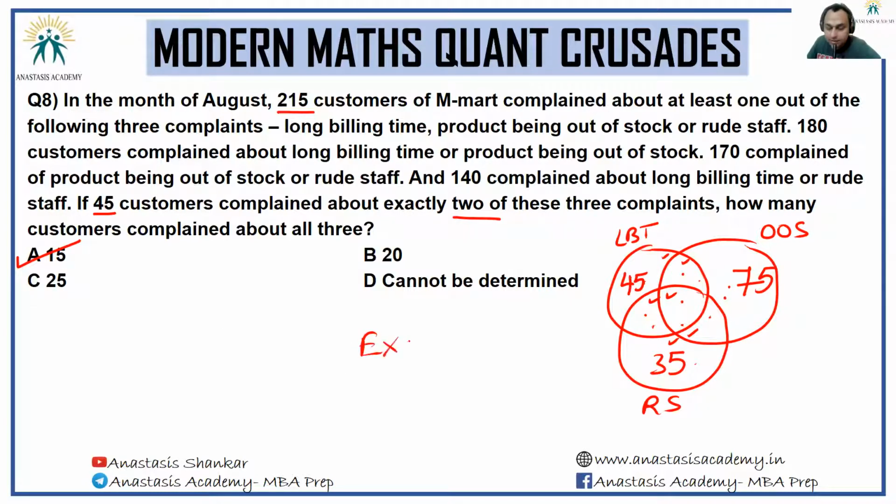Exactly 1 is 155. 2 is 45. And because the total number of people is 215 only, exactly 3 would have to be this much.